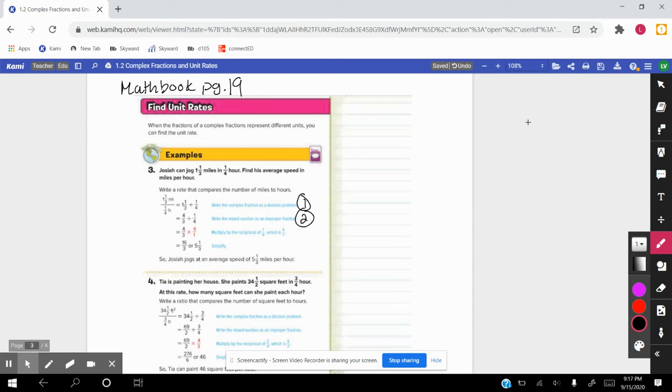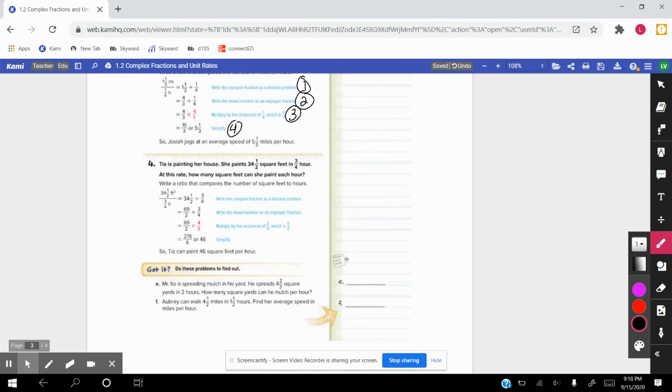So 4/3. That fraction comes from 1 1/3. So 1 times 3 plus 1 gives my numerator of 4 divided by 3. So 4/3 divided by 1/4. Step number 3 is multiply by the reciprocal of 1/4, which is 4 divided by 1. So 4/3 times 4 divided by 1. The next step is to simplify. So 16/3 or 5 1/3. So Josiah jogs an average of 5 1/3 miles per hour.